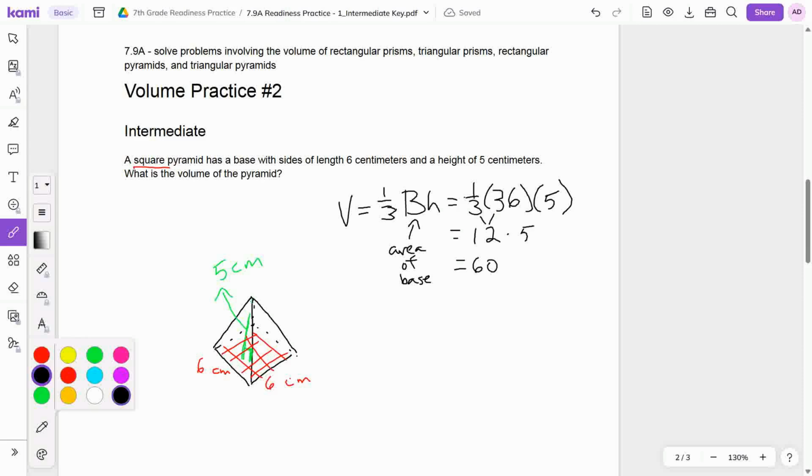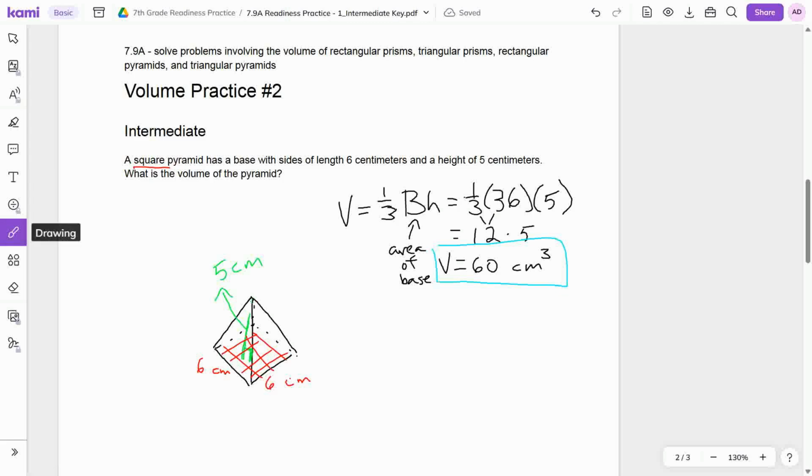Now we need our units back. Let's get cm and cube since we're dealing with volume. So our volume equals cubic centimeters, and let's put a blue box around that. 60 cubic centimeters.